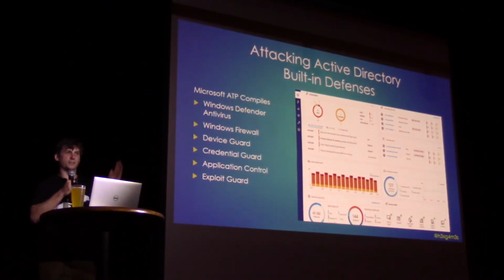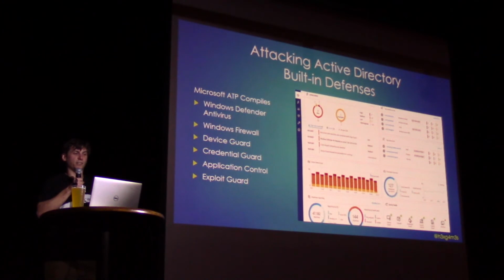ATP is Microsoft's Advanced Threat Protection, like version 3.0 or something. I think they've released it a few times with a different skin, but this new one is compiling all of their stuff together into one dashboard on a host. So when you want to go look at the firewall, you're going to launch ATP, and you probably can't see it, but in that bottom corner, it's got little boxes for Device Guard, Windows Firewall, Credential Guard, Application Guard, Exploit Guard. All their latest and greatest defenses are now on this one single dashboard.